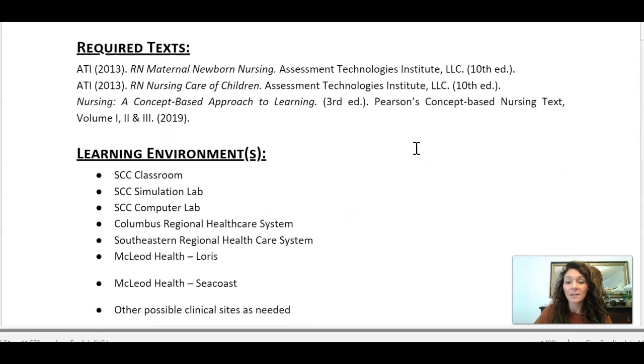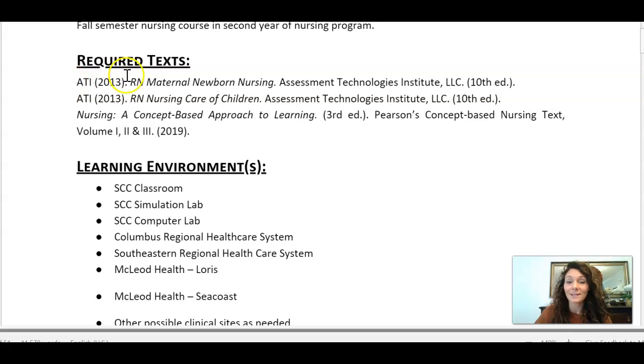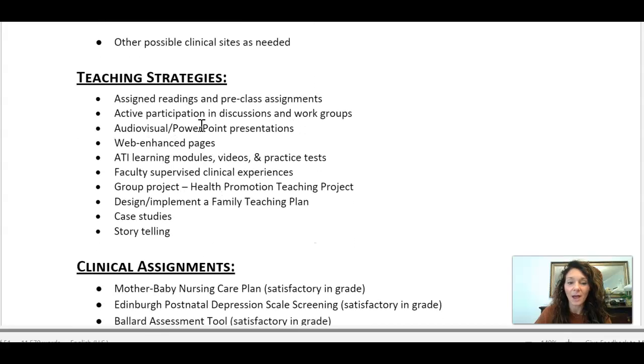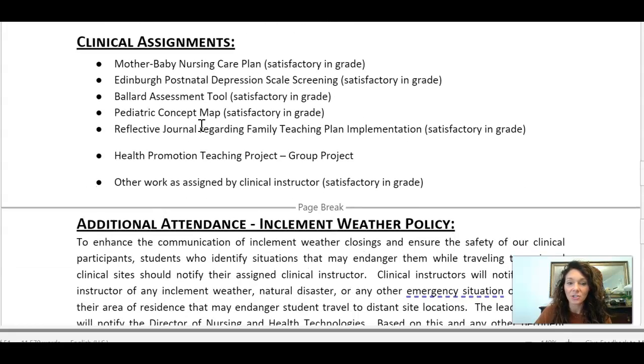All right, your required textbooks are going to be your ATI, maternal newborn, and nursing care of children, and then, of course, your Pearson concept books. We will use the skills book in this class, so that's not one that you are used to using in your other classes after Miss Thompson's, but there is some OB skills, particularly when it comes to assessments, in the skills book, so you will need to pull out and dust off your skills book from Miss Thompson's class. All right, learning environments, you can read through that. Same thing with teaching strategies.